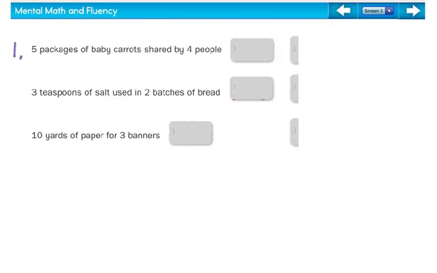And one more set of problems like this, number 1, 2, and 3. 5 packages of baby carrots shared by 4 people. 3 teaspoons of salt used in 2 batches of bread, and 10 yards of paper for 3 banners. Pause your video.